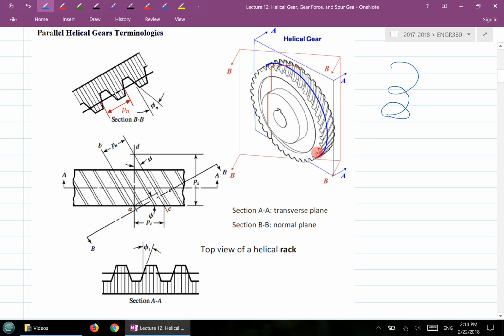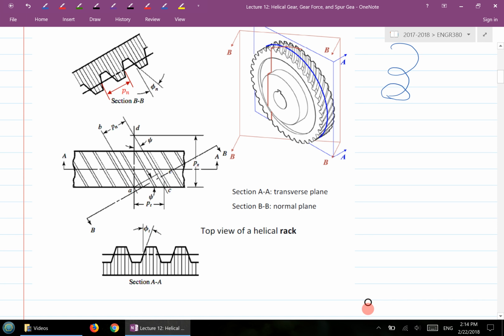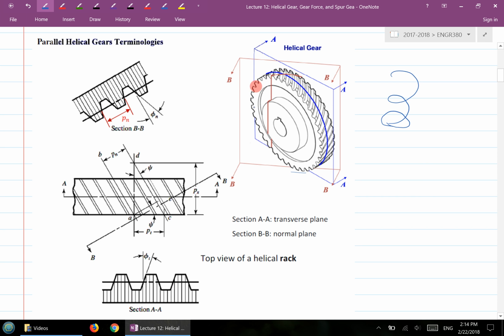Now, for helical gear, compared to spur gear, the only difference is it has two sets of parameters. If you look within this AA plane, which is basically the front view of this helical gear, you get exactly the same kind of view as a spur gear, right?